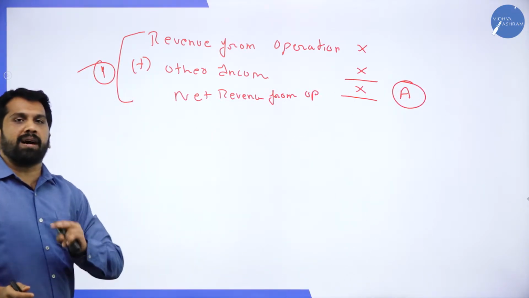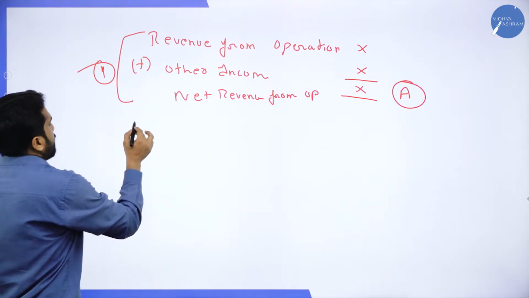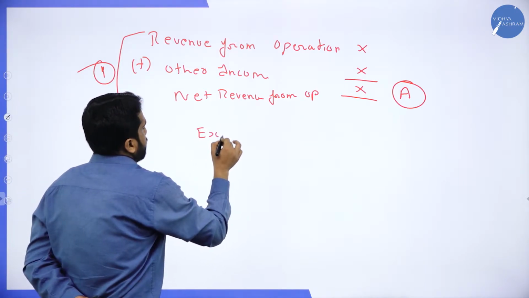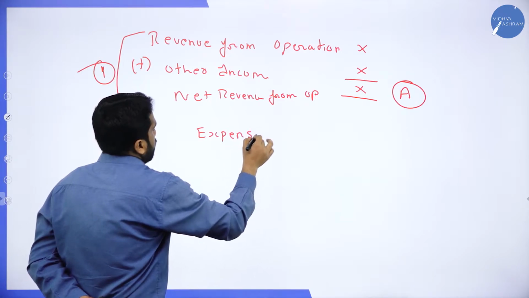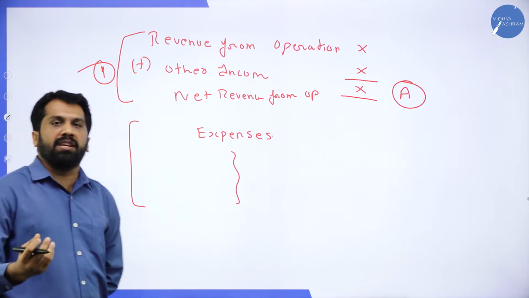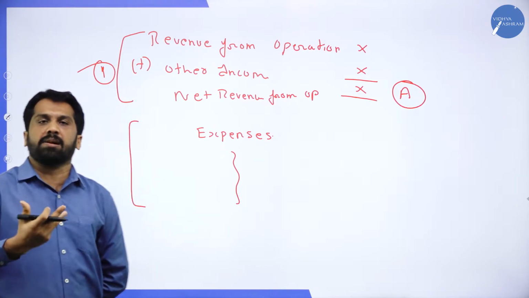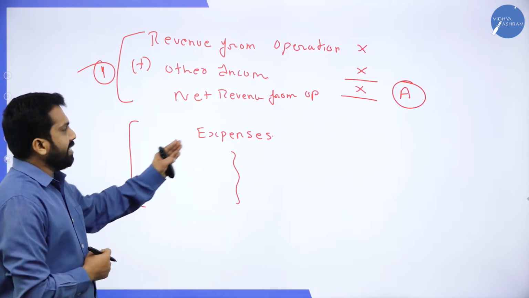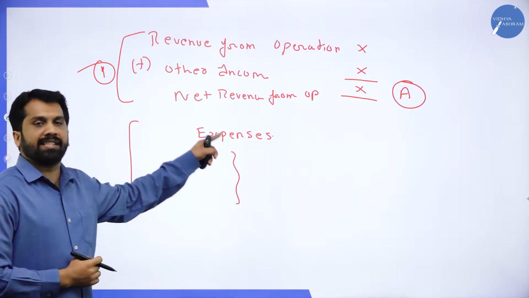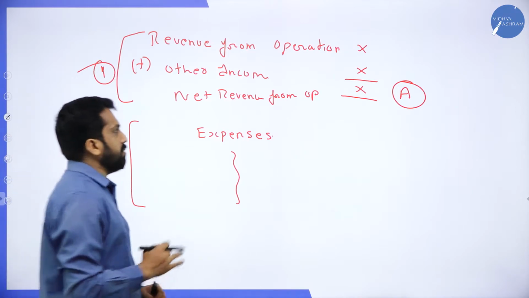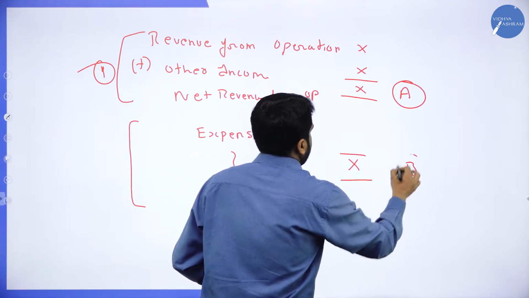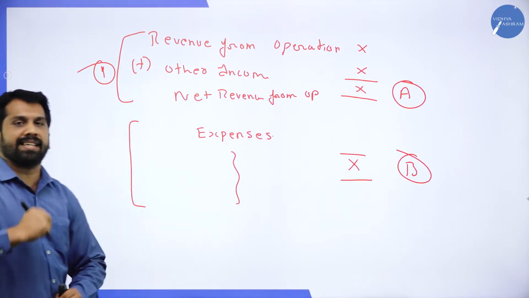Now we'll go for part B. The second part will be expenses. Whatever expenses may be, it may be rent, salary, depreciation, or any other kind of expenses. All expenses come under the expenses part. Now, this we call part B, the second one.